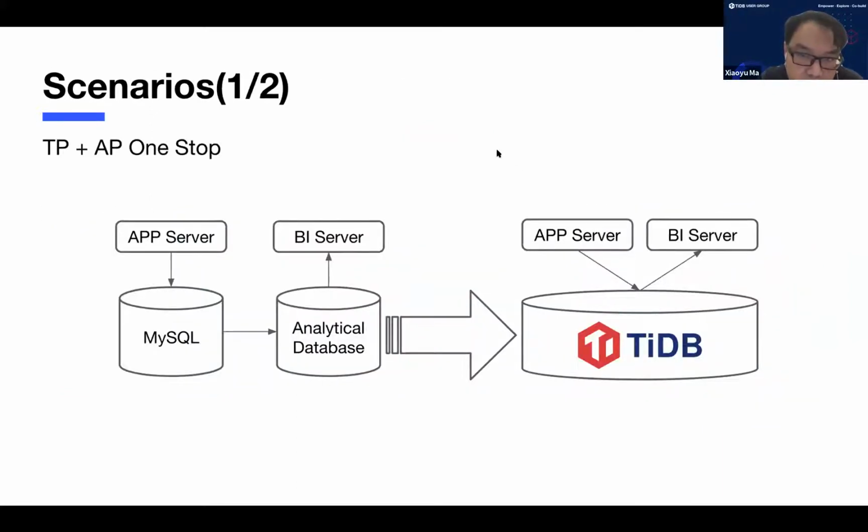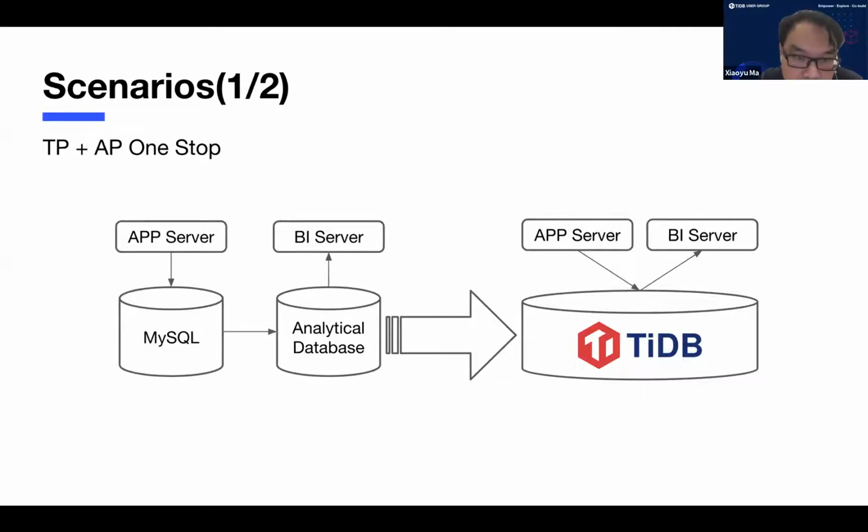For the scenarios, the very simple and easy one to think about is TP and AP one-stop services. Some of our users are using TiDB to combine their different services. Previously, without TiDB, you might have MySQL for your online business, and also an analytical database, and you have an ETL pipeline to move data from MySQL into your analytical database. And for the online business, they connect directly to the MySQL services or to your OLTP database.